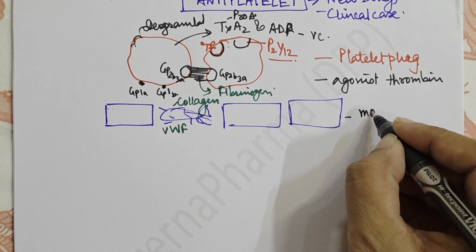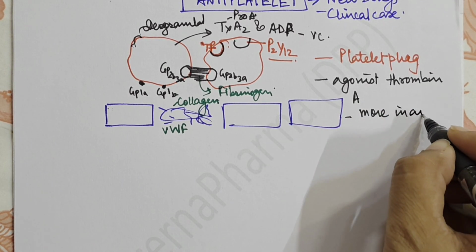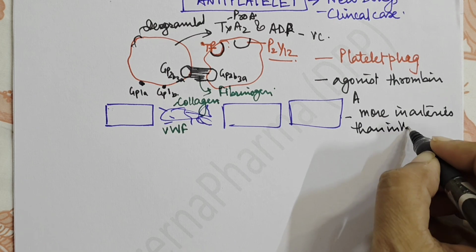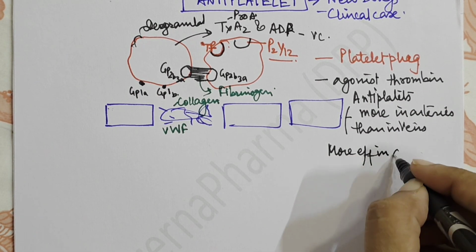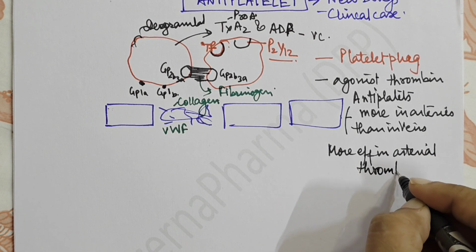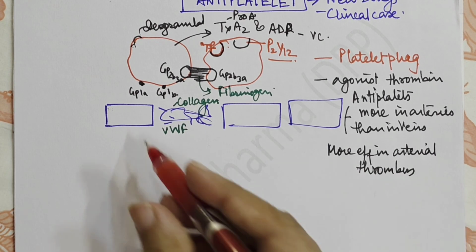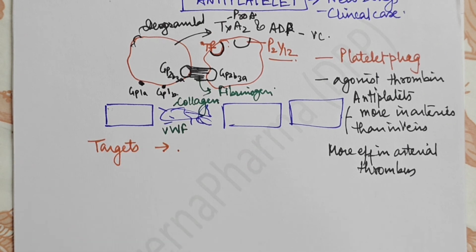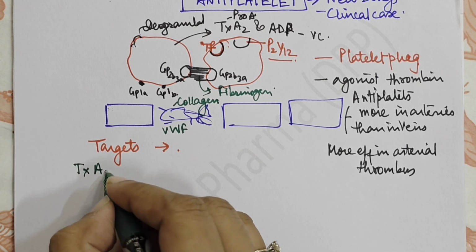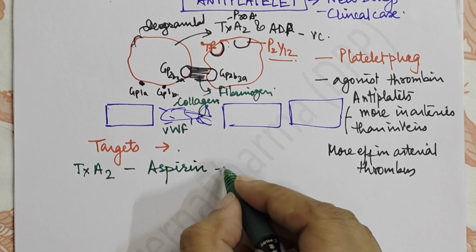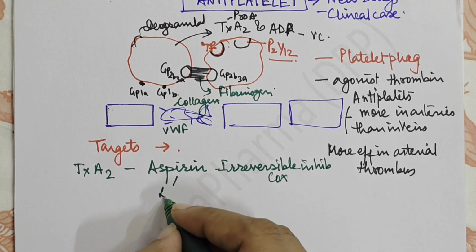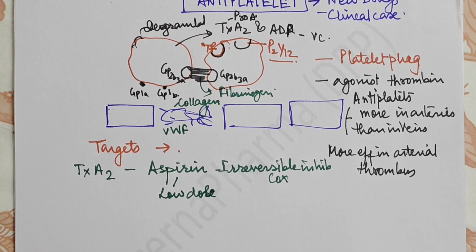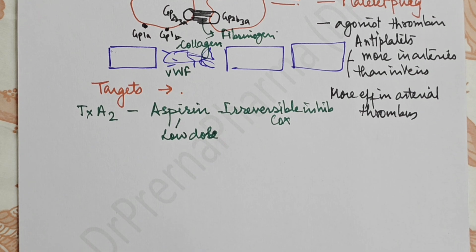Now one more thing, this coagulation is more in arteries than in veins, right? So whatever antiplatelets we are giving, antiplatelets as a result will be more effective in arterial thrombus. Okay. Now what are the targets here? Let's see. In this diagram that we have seen, what are the targets? The first target is thromboxane A2. We all know aspirin, which is an irreversible inhibitor of COX enzyme, and this aspirin in low doses will selectively inhibit thromboxane A2, right? This we all have studied in the last class of NSAIDs, corticoids. So the first category, the first target is thromboxanes.